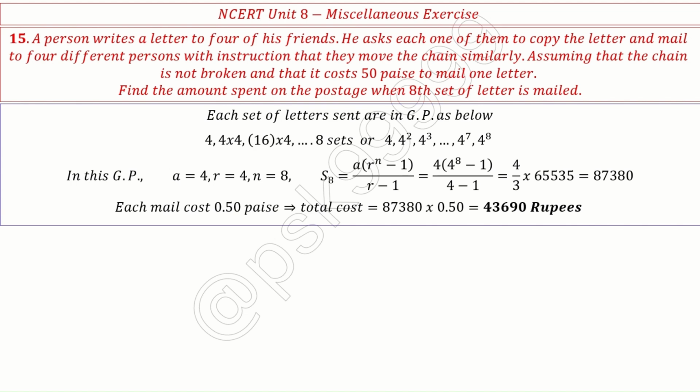Each set of letters is in GP as below: 4 into 4, comma, 4 into 4, comma, 16 into 4, right? Each time it is multiplied with 4. 8 sets: so 4, 4 square, 4 cube, up to 4 to the power of 8. Correct? That is my 8th set. First set is 4 to the power of 1, so the 8th set will be 4 to the power of 8. So this is a GP where A equals 4, R equals 4 and N equals 8. So S8 equals A into (R to the power of N minus 1) divided by (R minus 1). If I apply this sum rule, what I will get is 87,380.